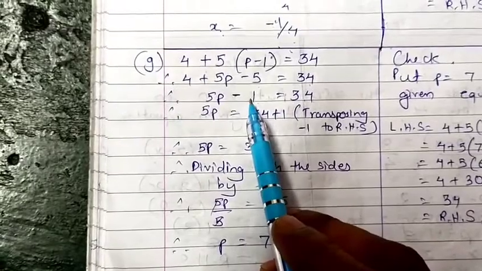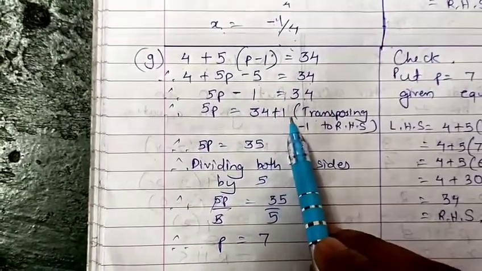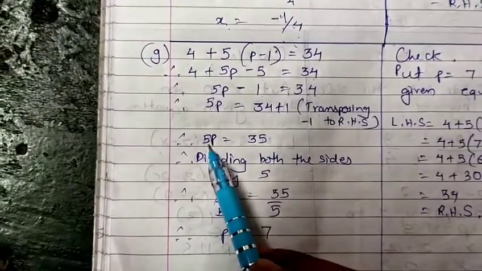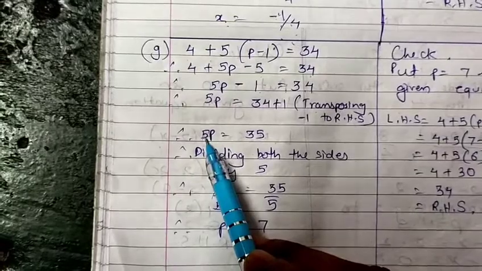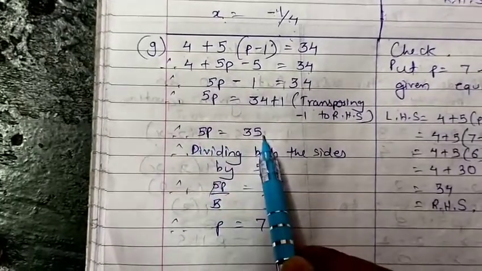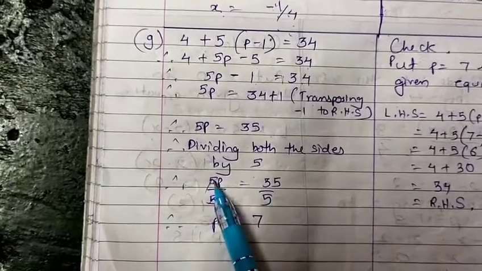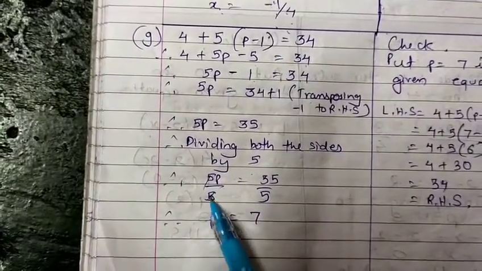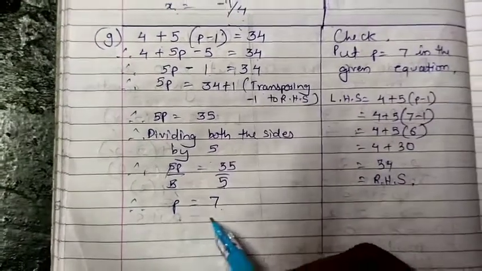Now transpose this negative 1 to your right hand side. So negative 1 will become positive 1. So 34 plus 1 gives 35. Now you have to eliminate this 5 times p, so it should be divided by 5. So divide both sides by 5. See, I divided both sides by 5. So 5 and 5 will get eliminated. 35 divided by 5 gives 7. So the value of p I got is 7.